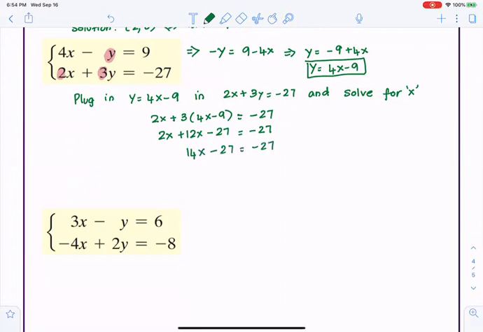Move negative 27 to the other side. 14x would be equal to minus 27 plus 27. Those two would get cancelled. 14x would be equal to 0, which would imply x is 0 over 14, therefore 0. Now that we've found x is equal to 0, we can take that value, plug it in our substitution, and find the value for y.